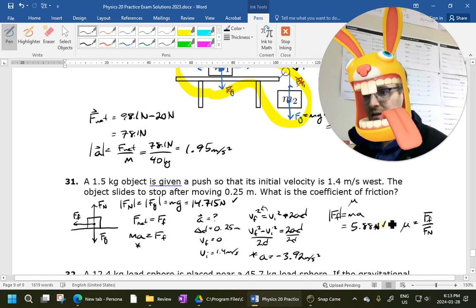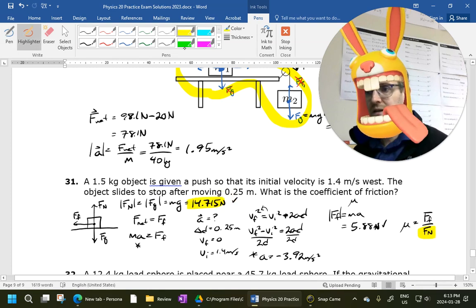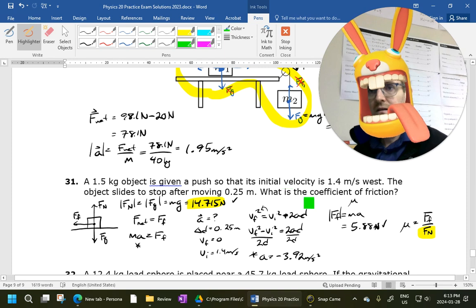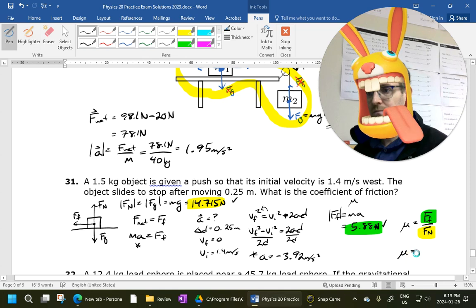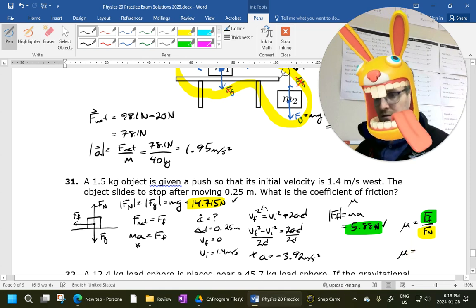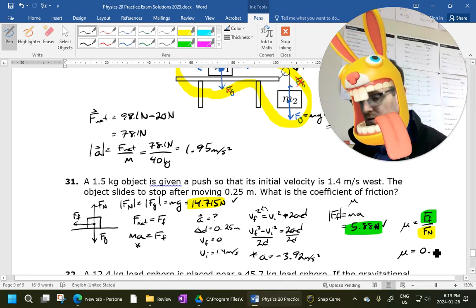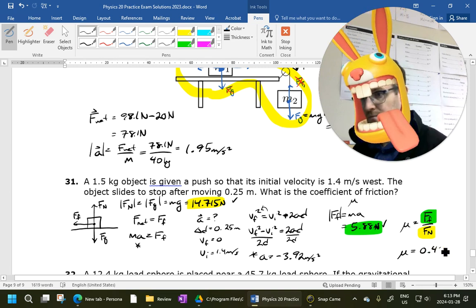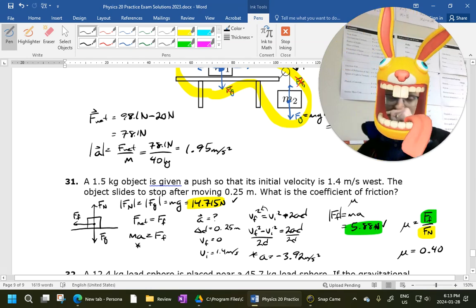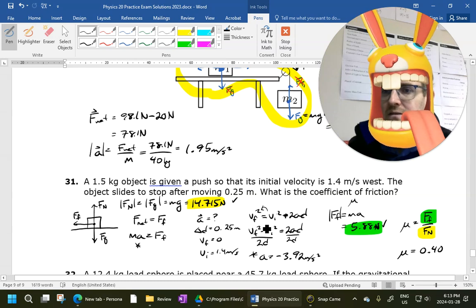And then I can go back. Now I take these two things here: this one goes over here, and this one goes up there. And I can find my mu by dividing these two numbers. 0.399, two sig digs here, so 0.40. And it's unitless, right? Newtons divided by newtons, that cancels out.